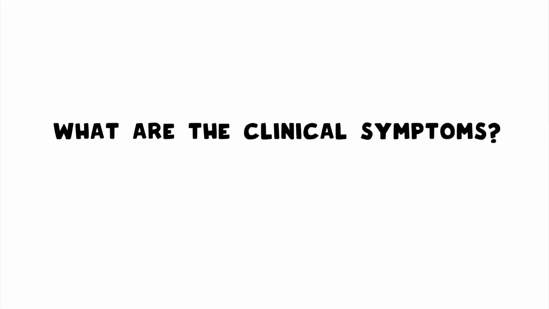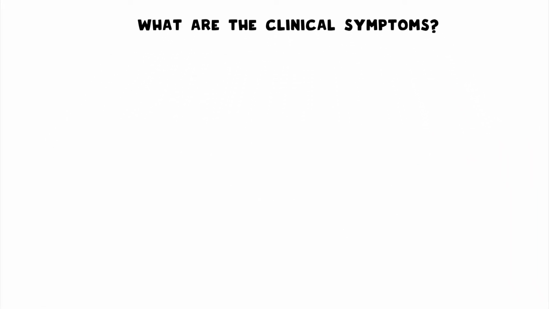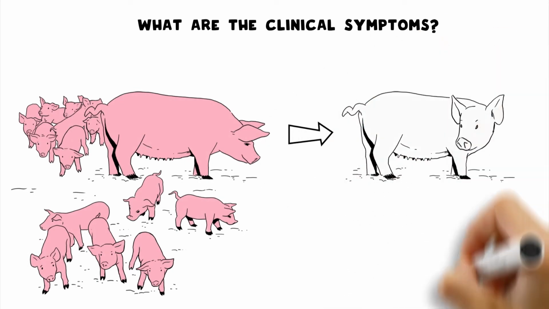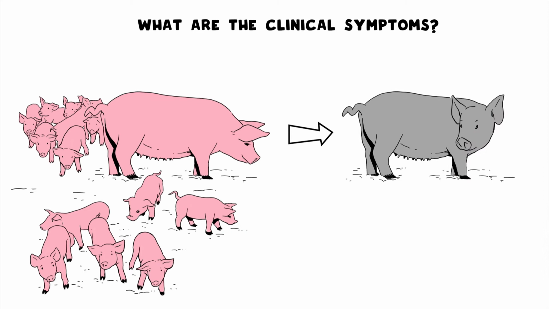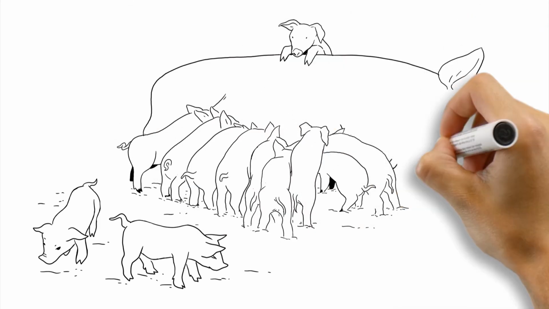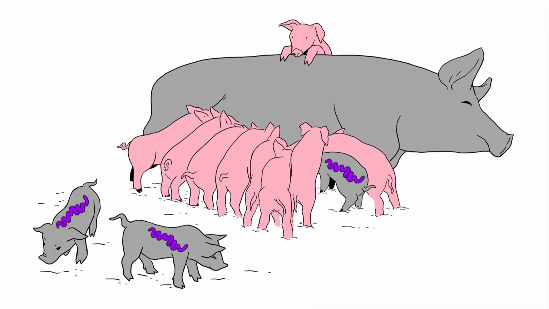What are the clinical symptoms? Leptospirosis causes reproductive disorders, infertility with irregular returns to estrus, and late abortions. Stillborn or weak piglets are produced during farrowing. Gilts can be particularly affected.